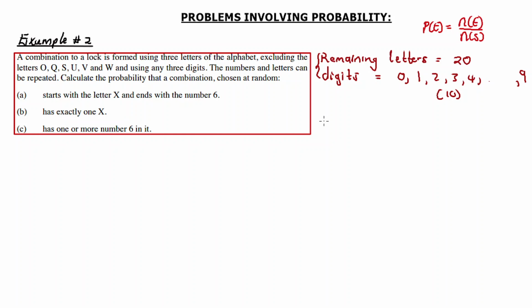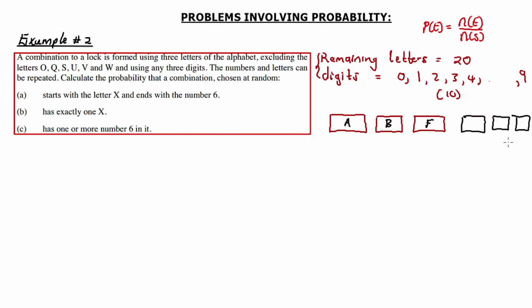So our lock combination has 3 letters and 3 digits. It starts with the 3 letters and ends with the 3 digits. So your combination might be A, B, F, then the 3 digits might be 0, 7, 9. I'm just making up an example for the combination here.